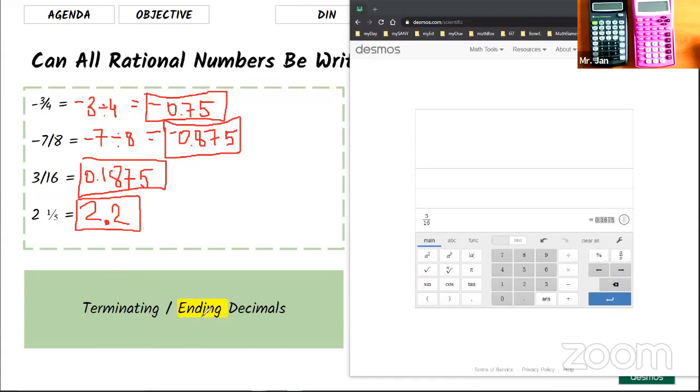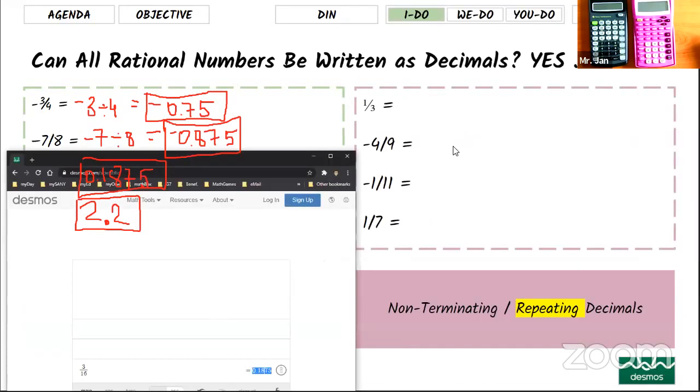That is a terminating decimal, or another name is ending decimals. So it's not going forever. But on the other side, there are other types of decimals. I mean, when you convert, there are other types of results for decimals. For example, let me show you this one. So 1/3. That means it's 1 divided by 3, right?